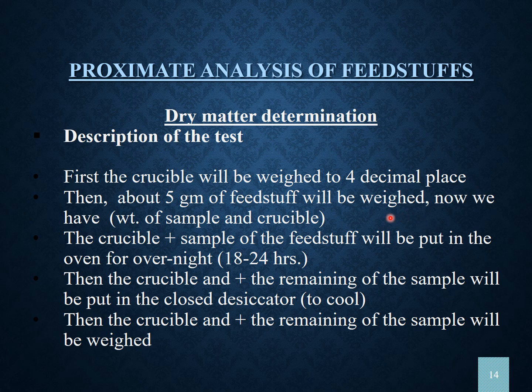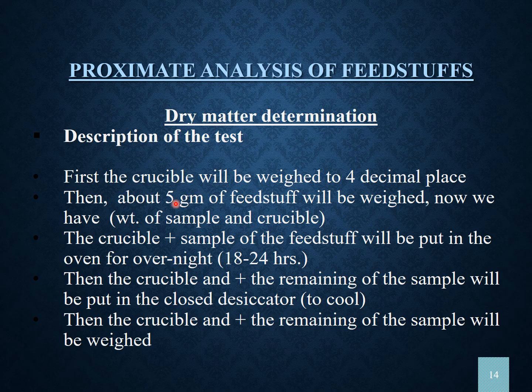Now we have two weights. We have the weight of the sample, which is about 5 grams, and the weight of the crucible when it was empty. First you weigh the crucible empty, then you take 5 grams of the feedstuff or of the sample and weigh it. Now you have two weights.